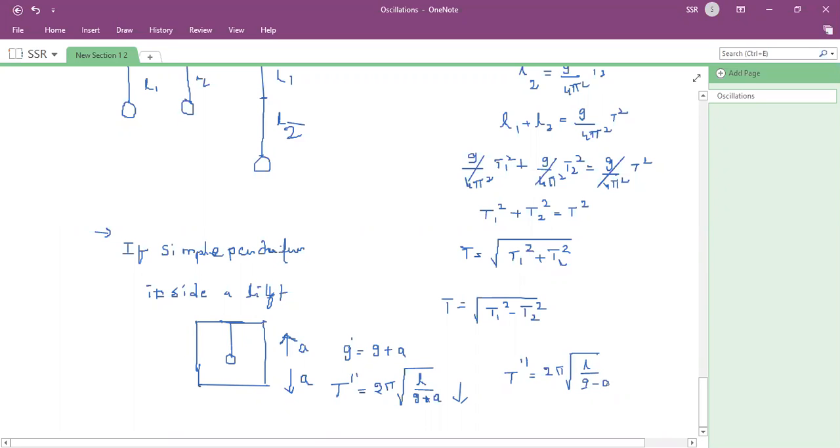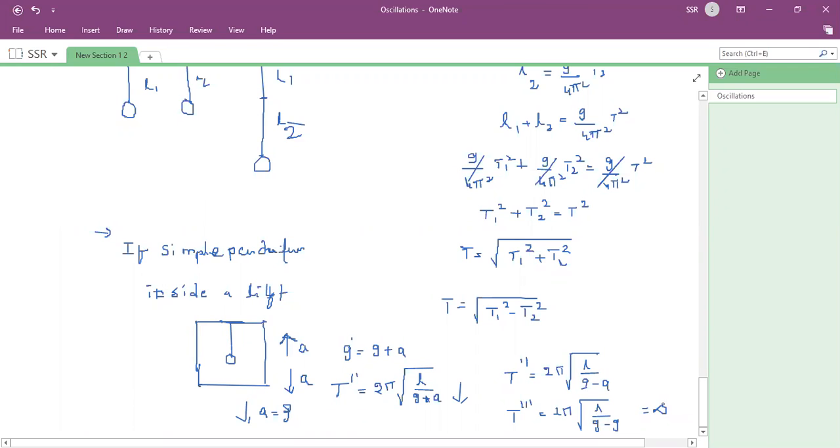Suppose the lift is falling down with an acceleration a equal to g. Freely falling case. Sorry, time period is not 0. T double dash is equal to 2 pi root L by g minus a. That means L by g minus g. g minus g is 0. That means L by 0 is infinity. Then T double dash is infinity. What is the meaning of infinity?